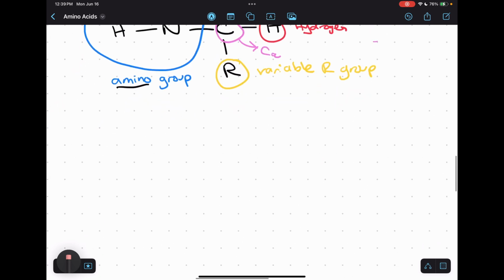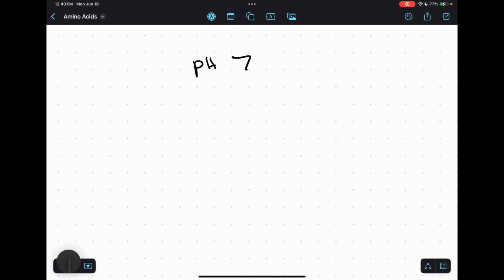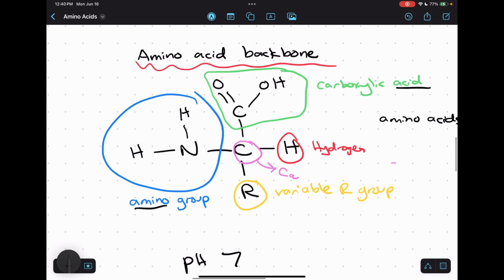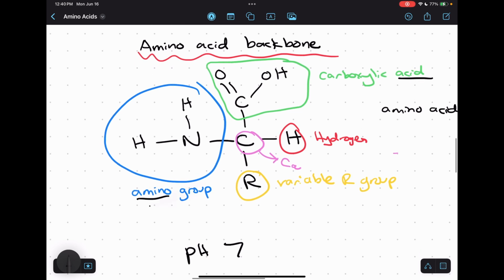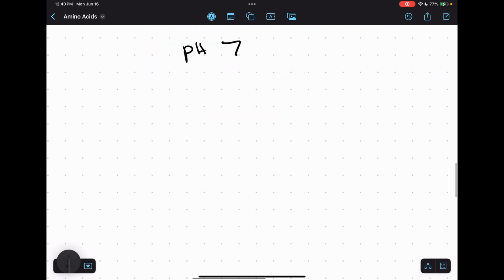Another thing that is really important to point out is that at physiological conditions, the pH of the mostly aqueous environments that our physiological substances are in is 7. So this means that the proteinogenic amino acids are not actually in the neutral form. If we scroll up, we can see that both the amino group and the carboxylic acid groups are neutral. However, at physiological conditions, they're actually not.